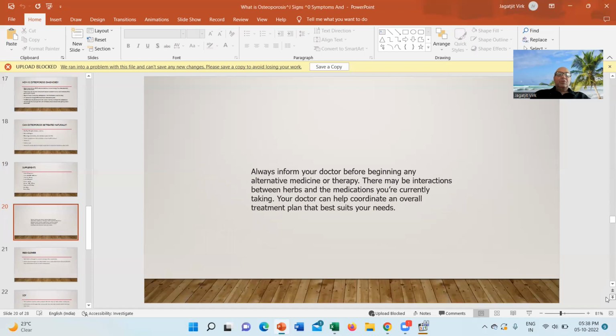Always inform your doctor before beginning any alternative medicine or therapy. There may be interactions between herbs and the medications you are currently taking. Your doctor can help coordinate an overall treatment plan that best suits your needs.